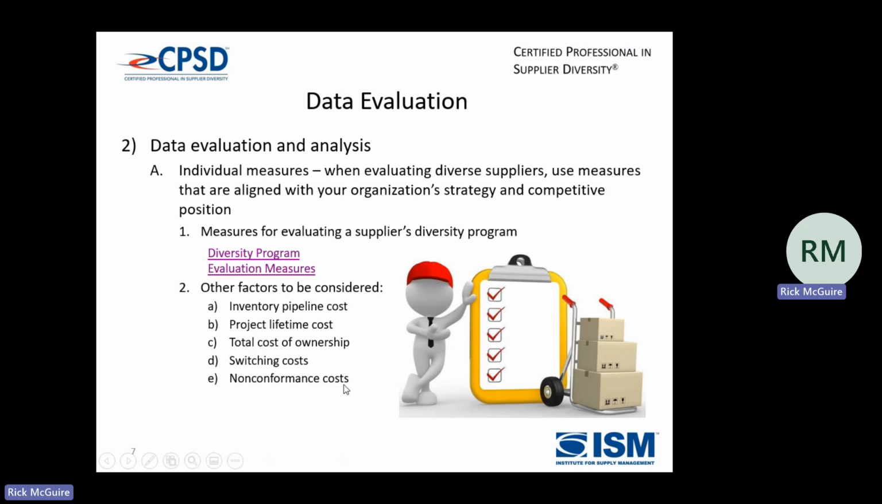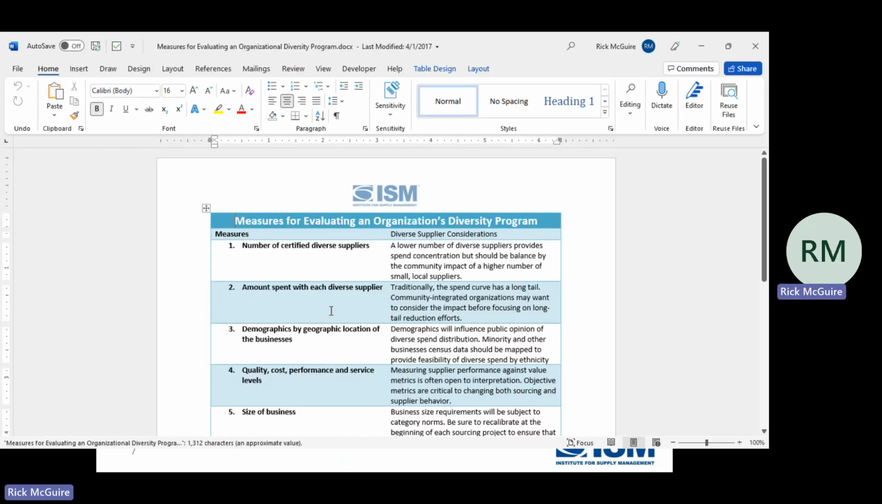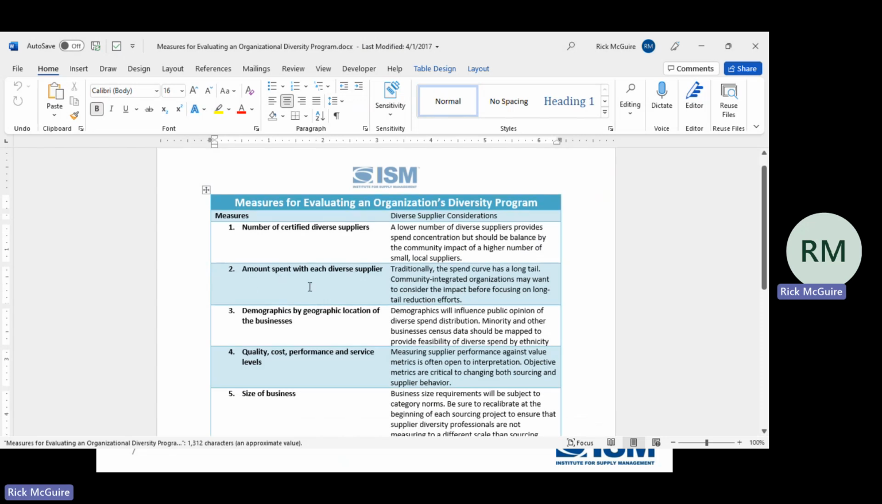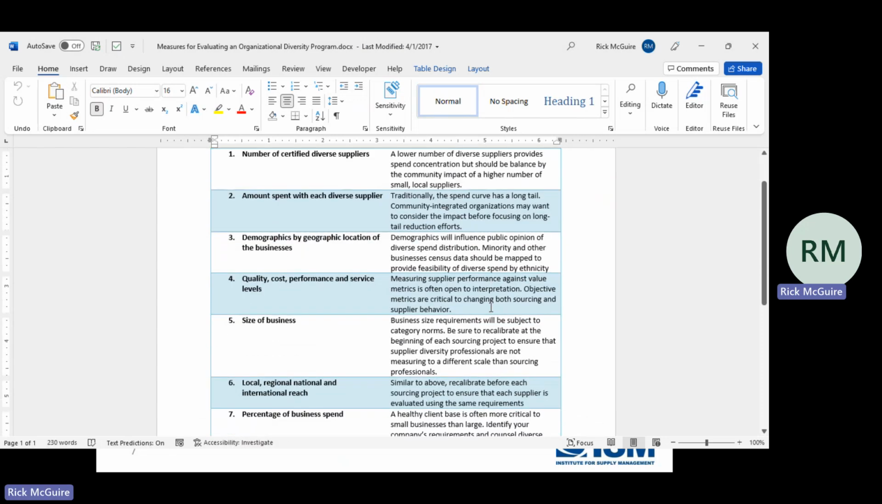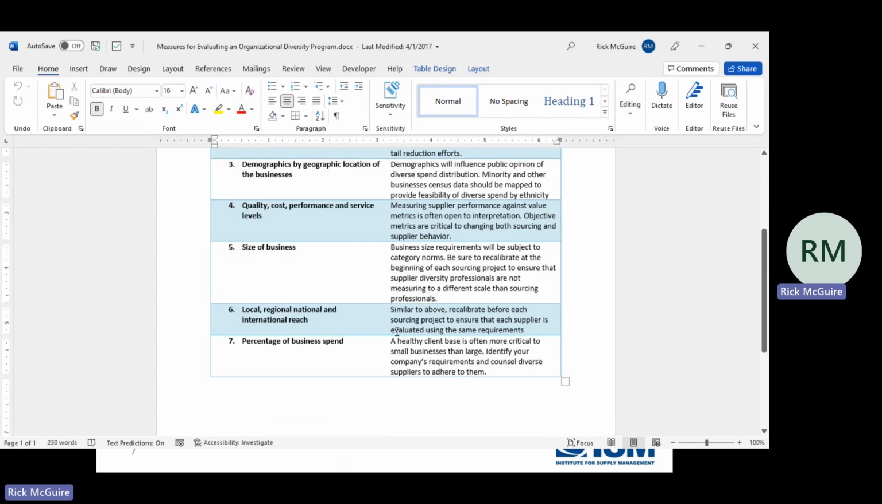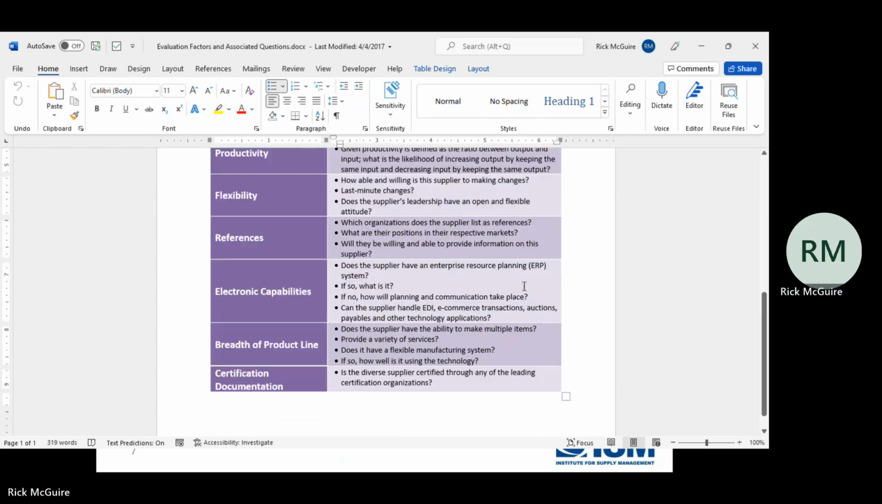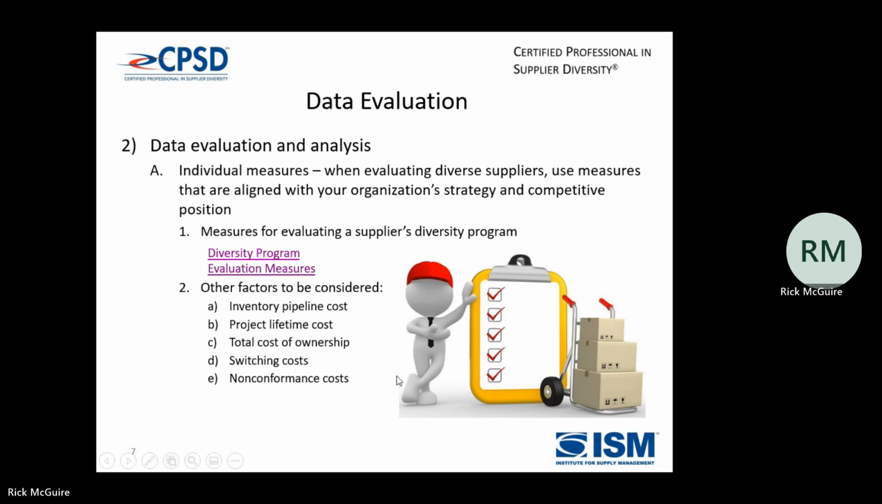All right, data evaluation and analysis. Individual measures. When evaluating diverse suppliers, use measures that are aligned with your organization's strategy and competitive position. And then they just took out the diversity measures and made a whole paragraph with it. So it's the same thing that you were looking at before. It doesn't really give you questions, but it does explain what to look for. Other factors to be considered: inventory pipeline costs, project lifetime cost, TCO, switching costs, non-conformance costs, etc.